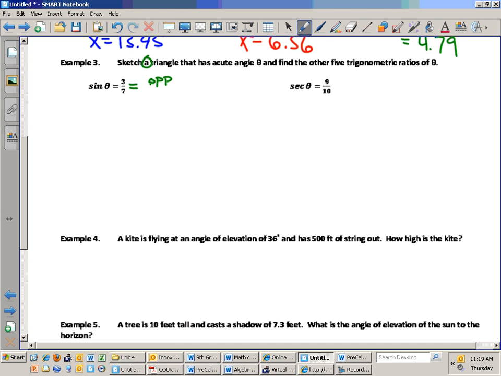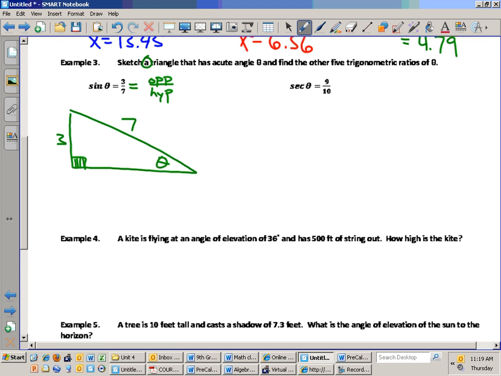Opposite over hypotenuse. So what I can do is a triangle, not the triangle, but an example of a triangle would be something that looks like this, where I have theta. The opposite side is 3. The hypotenuse is 7. That's one example. There's infinitely more. You could have 6 and 14. You could have any multiples. But this is one example.